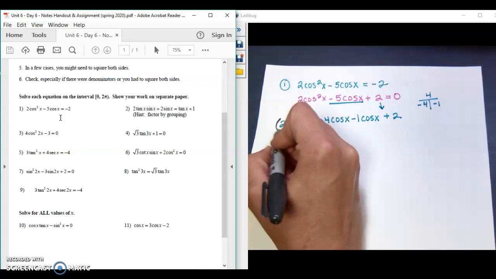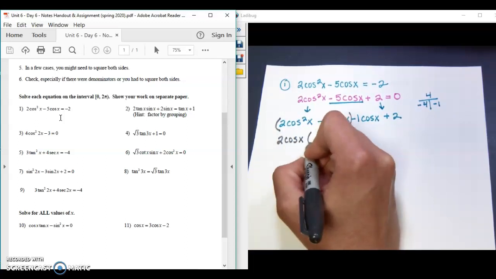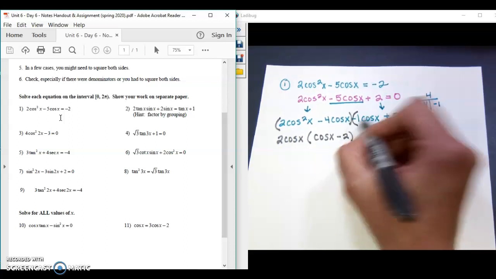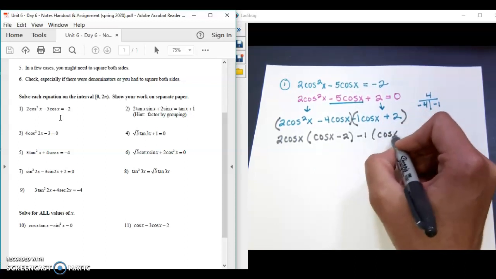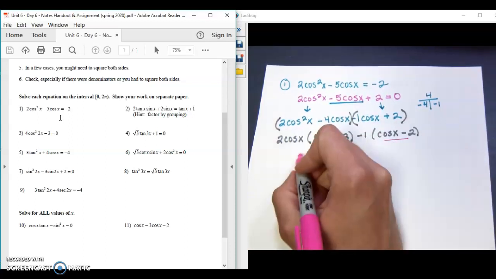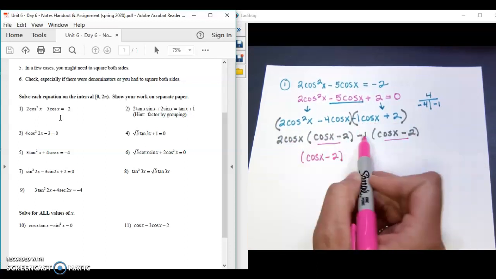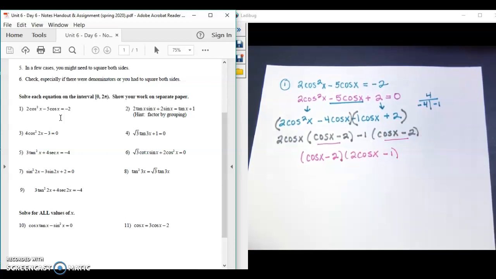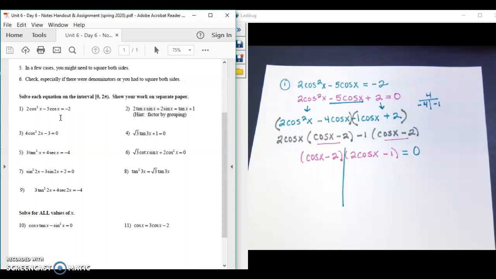Then we're going to use grouping. The GCF here is 2 cosine x, so we'll have cosine x minus 2 left. And then the GCF here, we just want to take out a negative 1. And that'll leave us with cosine x minus 2. So my insides are the same. One factor is cosine x minus 2. The other factor comes from the outside part, so 2 cosine x minus 1. If we split those up, we're now ready to solve because these are equal to 0.